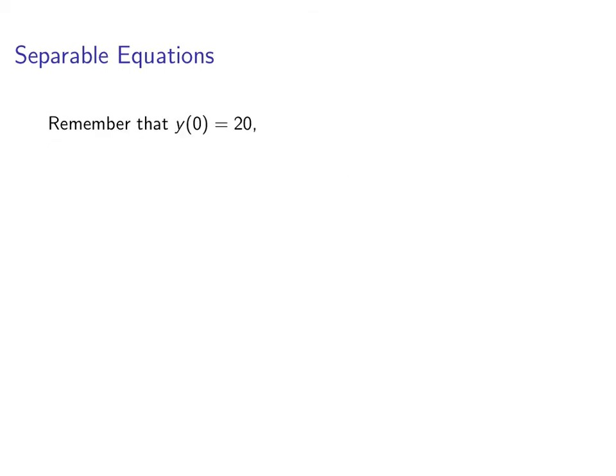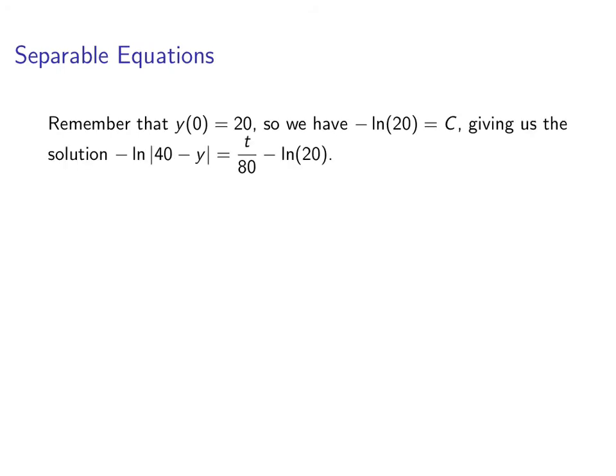Now keep in mind that we said that y of 0 is equal to 20. So if we plug all that in, we get negative log 20 equals c. So that gives us a solution. Negative log of absolute value of 40 minus y is equal to t over 80 minus log 20. Now if we do a little algebra, we can get absolute value of 40 minus y is equal to 20e to the minus t over 80. Don't take my word for it. Work it out. Try to solve for this absolute value expression.